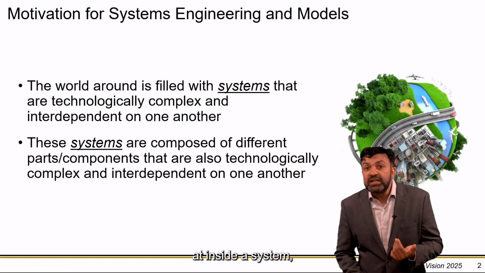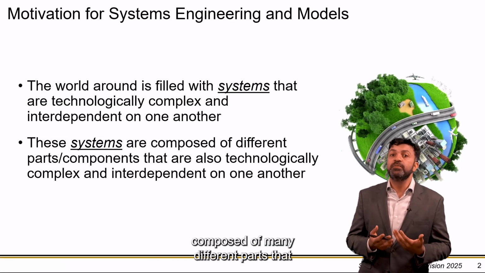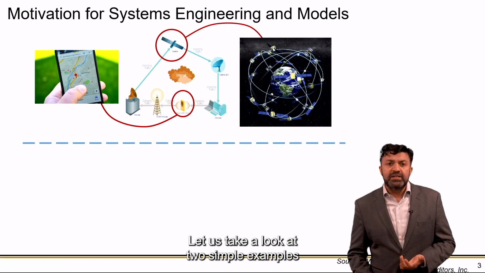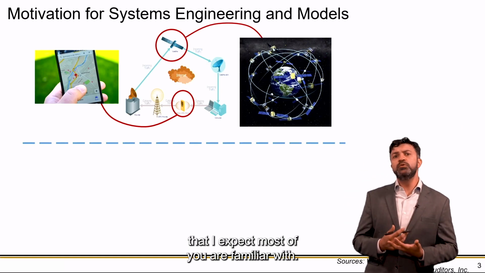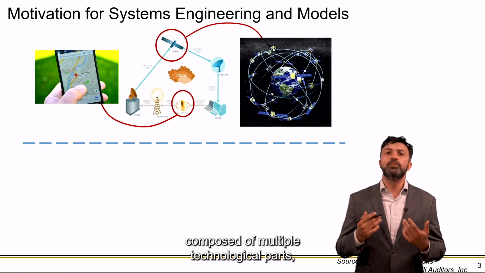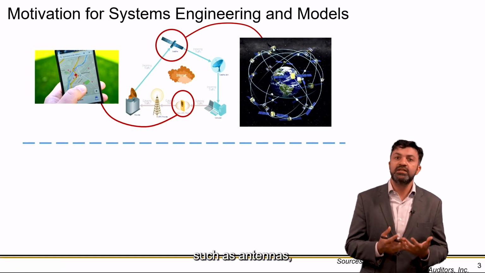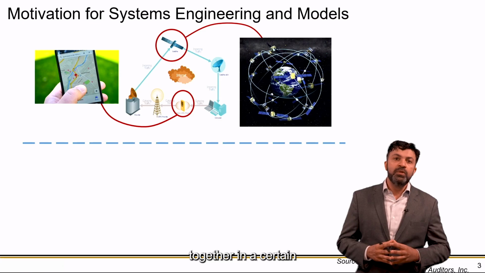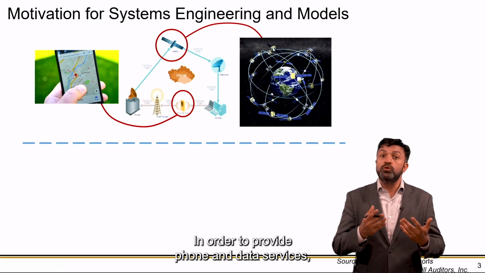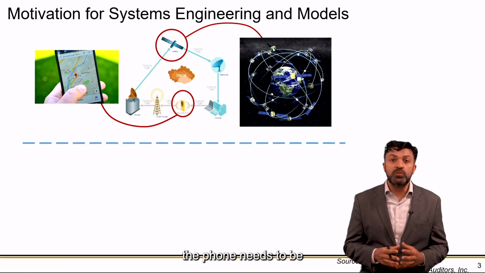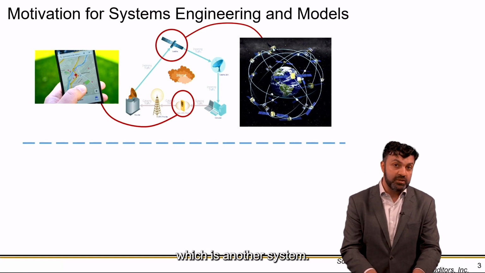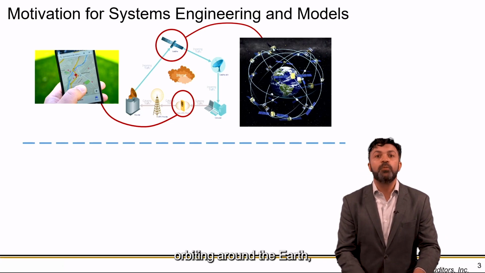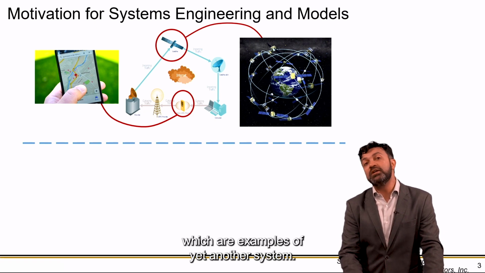On the other hand, when we look inside a system, we see that the system is composed of many different parts that are technologically complex and remain interdependent on one another. Let us take a look at two simple examples that I expect most of you are familiar with. Consider a smartphone, which is composed of multiple technological parts such as antennas, circuit boards, LCDs, and software. These hardware and software parts are linked together in a certain way that forms the phone. In order to provide phone and data services, the phone needs to be connected to the cell phone tower, which is another system. And in order to provide location services, the phone needs to be connected to multiple GPS satellites orbiting around the Earth, which are examples of yet another system.